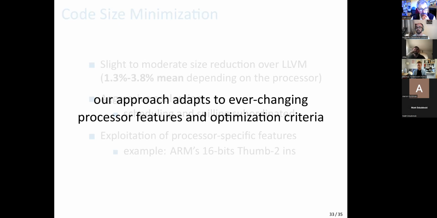So the takeaway in this case is that the approach really adapts to changing processor features, and processor features change a lot. New revisions of processors come and go all the time, and even changing optimization criteria, right? And that's what I meant when I said before that it's more flexible.